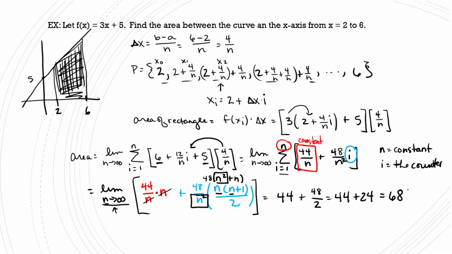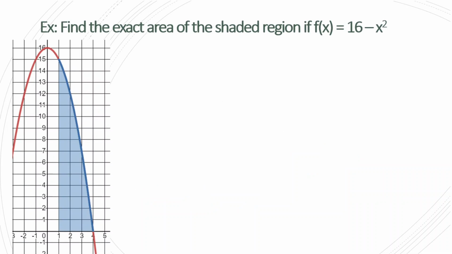All right, let's try this again. So we have this picture. The function is 16 minus x squared. My a value is 1, and my b value is 4. So my delta x is going to be 4 minus 1 over n. Okay. My each value of x is going to be a plus delta x times i. So that's going to be 1 plus 3 over n times i.